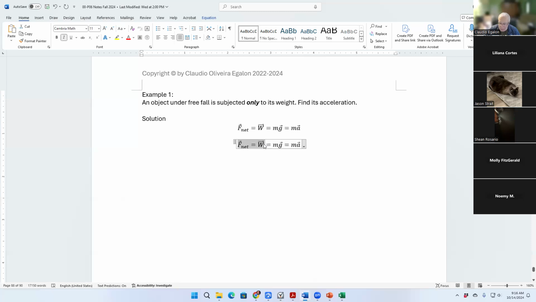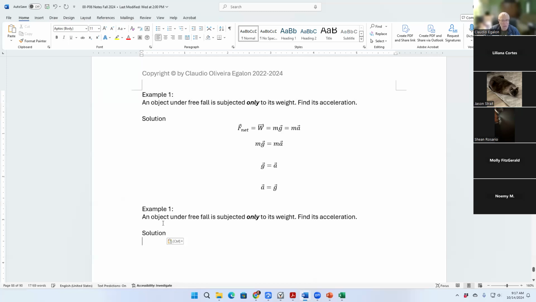Here you go. m g vector is equal to m a. m cancels out m, and the acceleration that we want to find is equal to this quantity here. It's equal to g. Okay? That's the simplest type of example that we're gonna ever see for Newton's second law of motion.